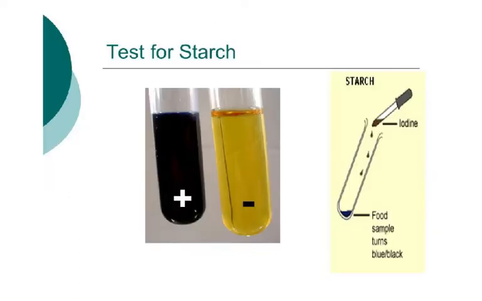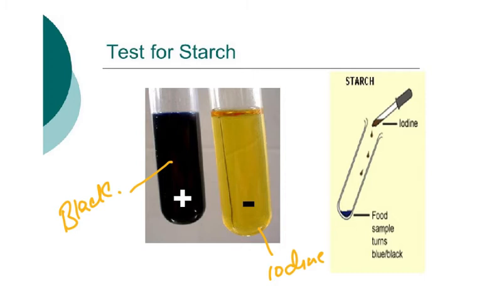Now, how do you test for starch? Now you can see this is the iodine solution. That's the color that you see in iodine. It's yellow or brown. And if starch is added to it, then the food sample turns this black color.